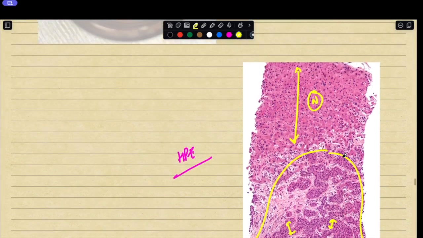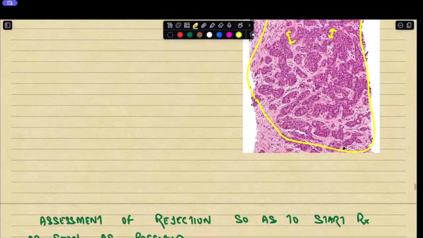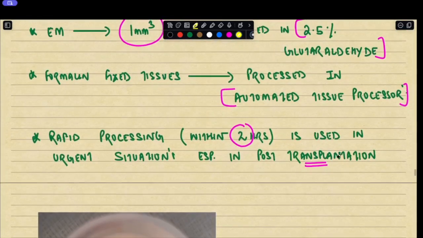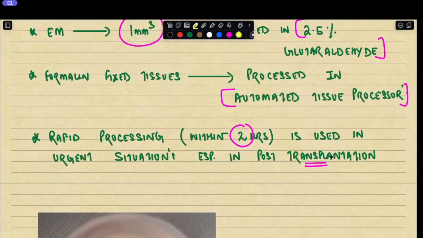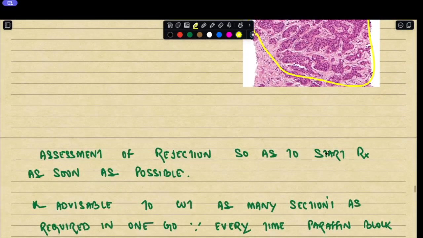This is how I just wanted to show you how a core biopsy looks under the microscope. Now, very important for assessment of rejection. Remember one thing, that post transplantation, rapid processing is required in urgent situations, especially in post transplantation assessment of rejection, so as to start treatment as soon as possible.